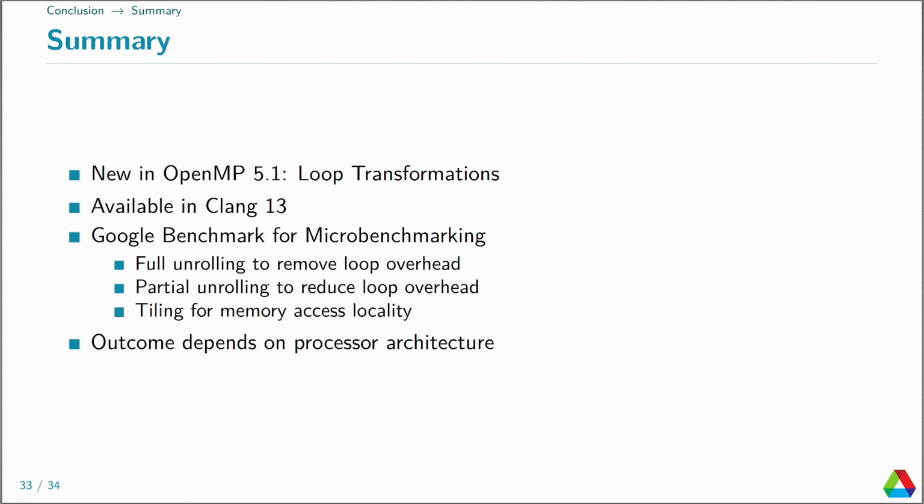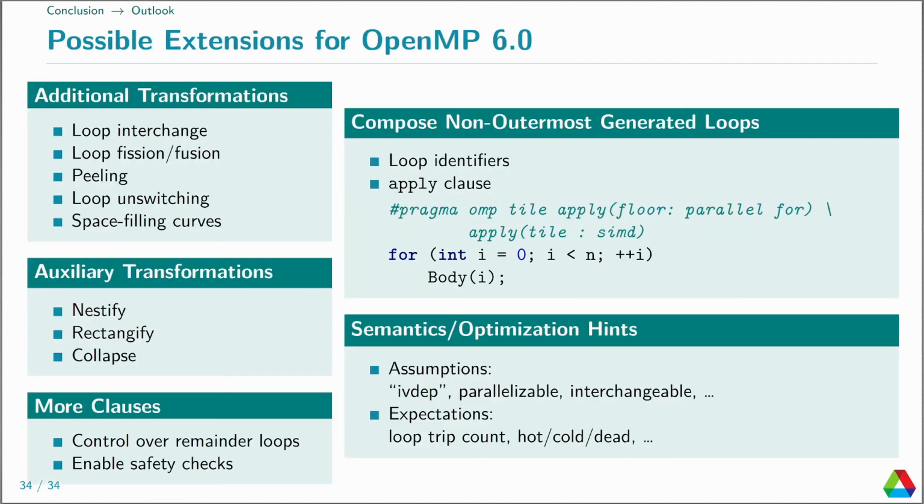But the outcome actually depends on the processor architecture you're targeting, so you need to test what parameters to use to get the best performance out of your code. By just adding some pragma to your code, instead of what you usually do for tiling, where you would need to restructure your loop nest code. For OpenMP 6.0, we hope to add more transformations and other improvements, such as an apply clause, which would allow us not only to apply more loop-associated constructs to just the outermost loop, but also to a generated inner loop, for instance, from a tile clause.